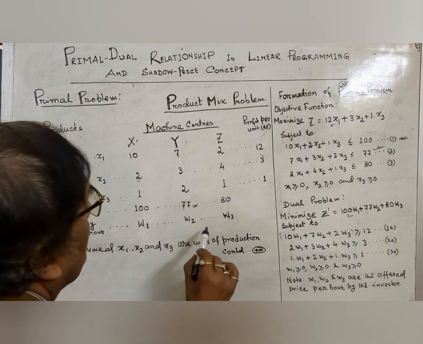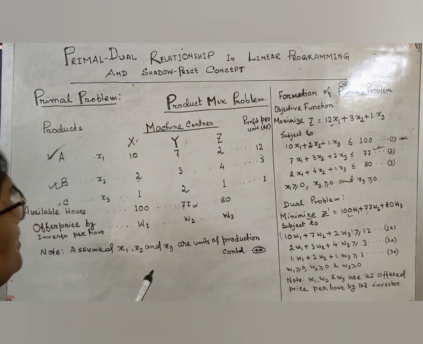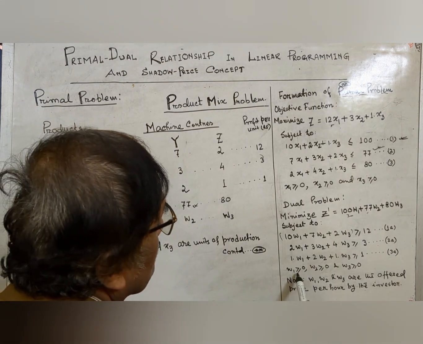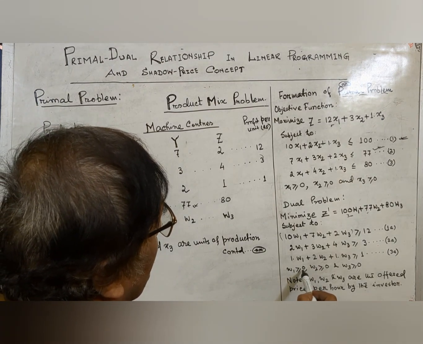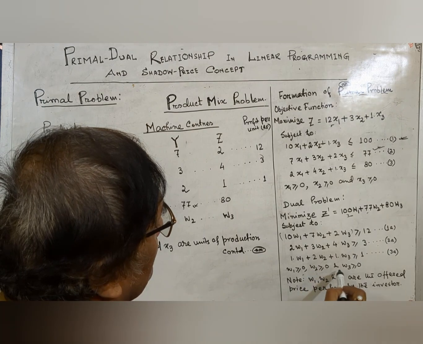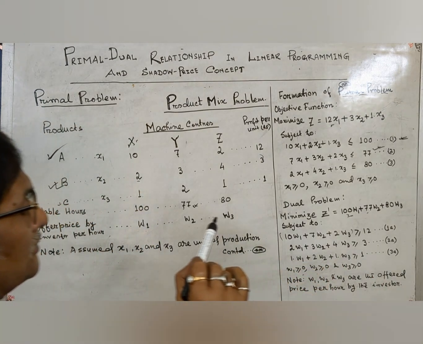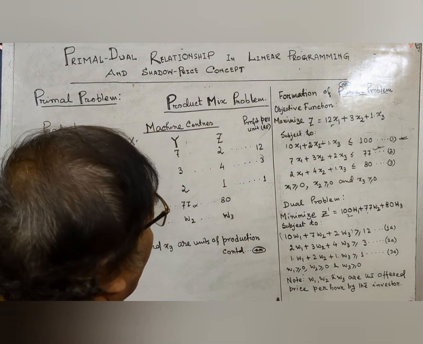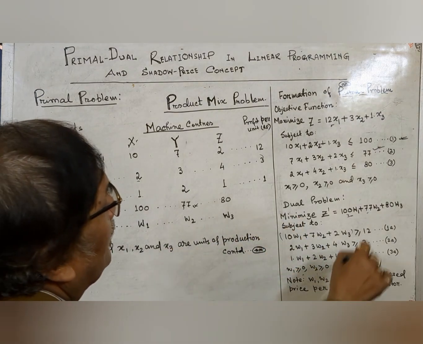W1, W2, W3 are the prices which are offered. They cannot be negative. That's why W1 is greater than or equal to 0, W2 is greater than or equal to 0, and W3 is also greater than or equal to 0. This is the dual problem.